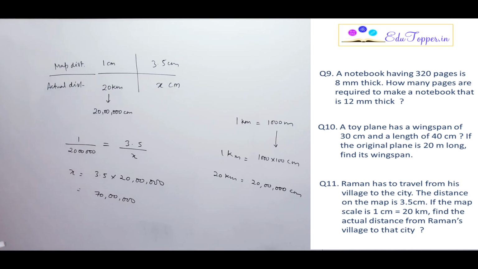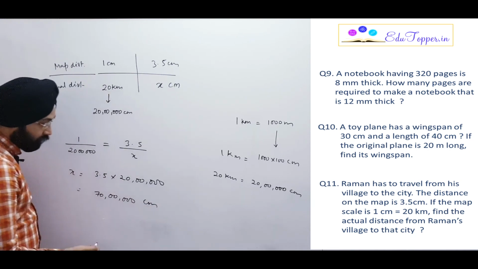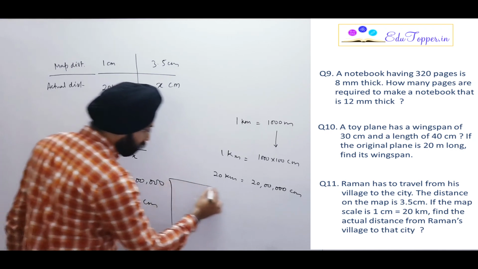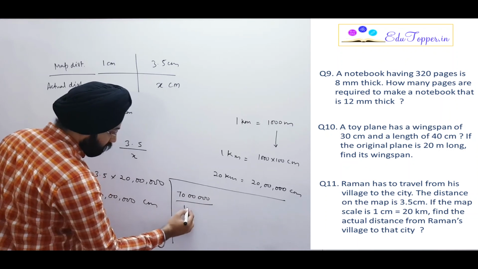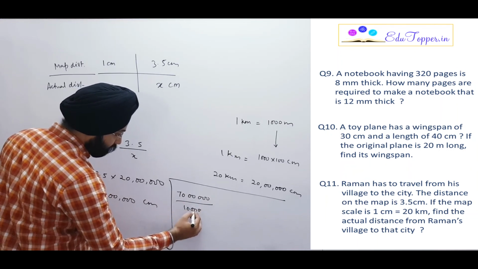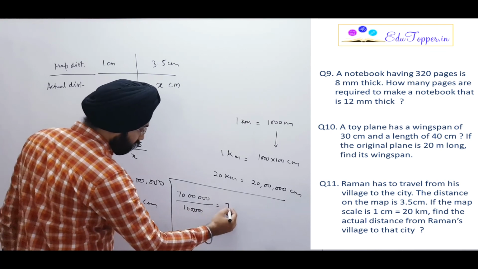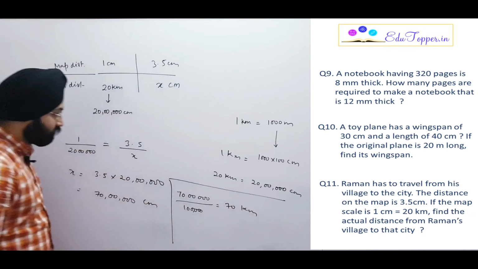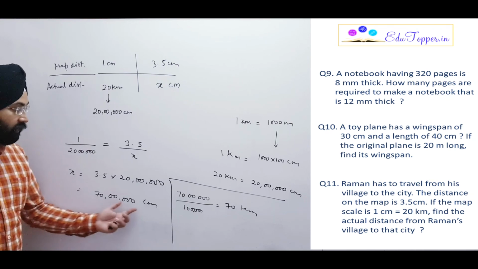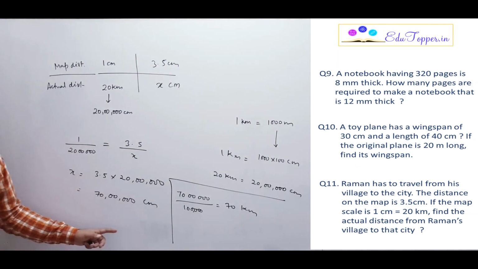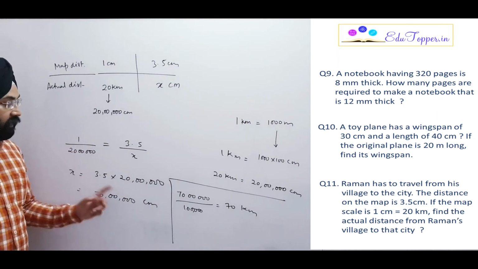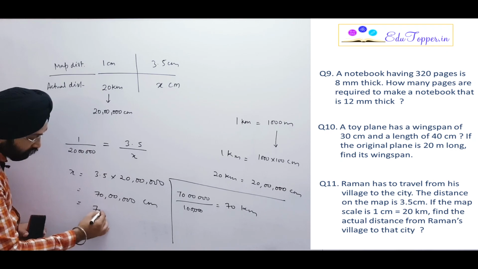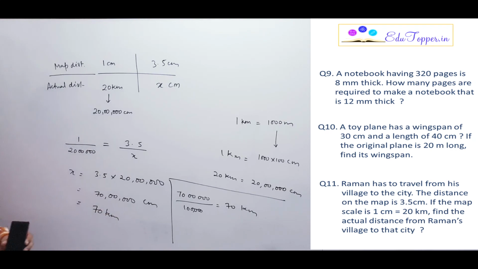So this is centimeter, all right? So 70 lakhs divided by 1 lakh, right, is equal to 70 kilometers. If the distance is 70 lakh centimeters, we divide it by 1 lakh in order to change it to kilometers. So therefore 70 lakh centimeters will become 70 kilometers. Hence the required distance is 70 kilometers.